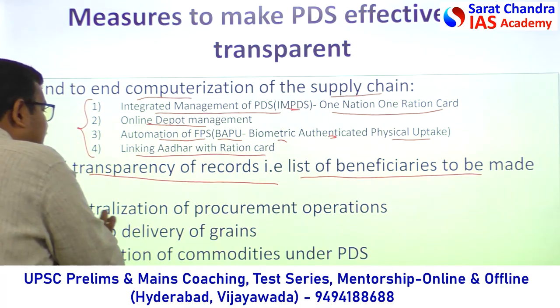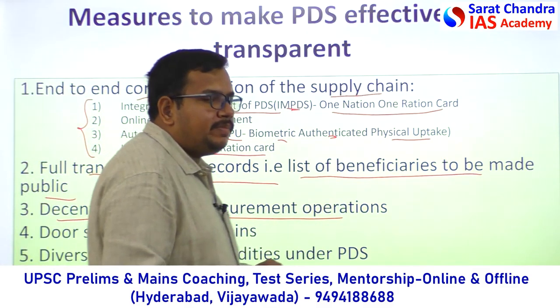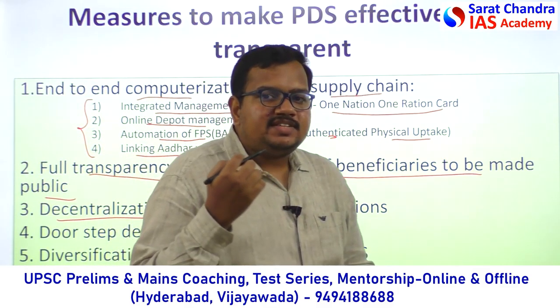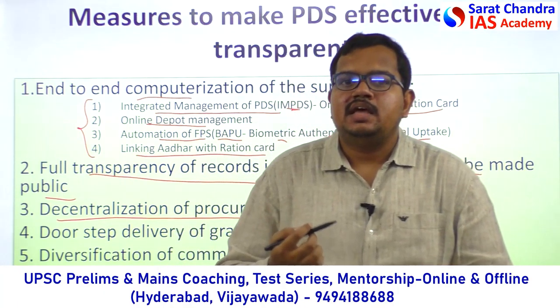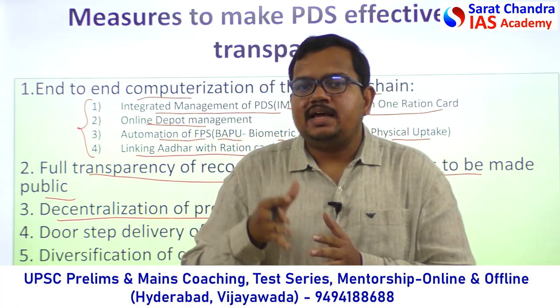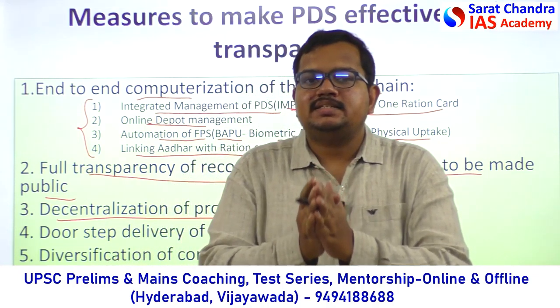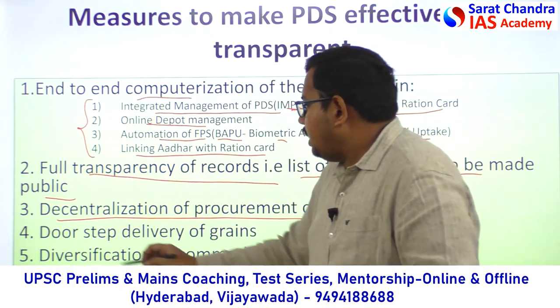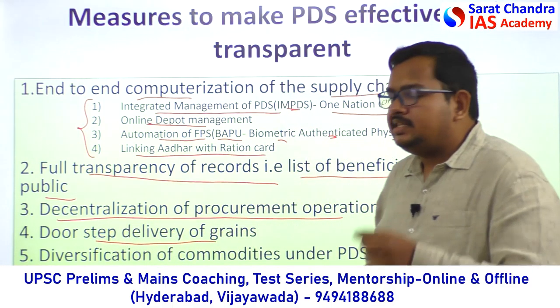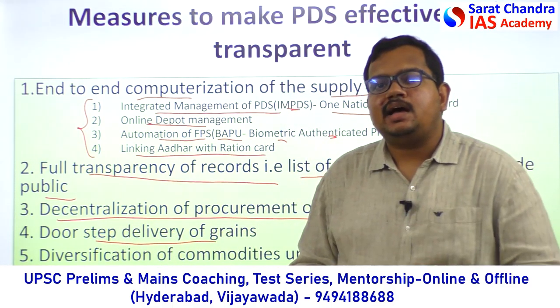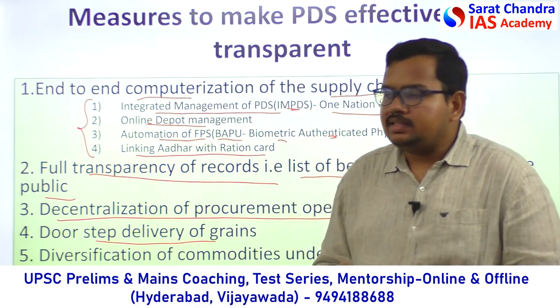And one more thing, decentralization of the procurement operations. I already told you, FCI doesn't have enough facilities for procuring. So FCI has to decentralize its procurement operations, especially to the state governments. Okay, and doorstep delivery of food grains, that is happening in states like Andhra Pradesh. So this is also one thing that can be done.